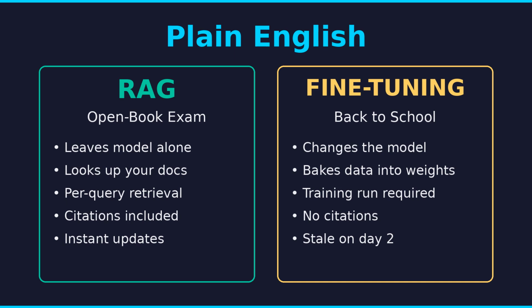Let's go. Strip the buzzwords. Both RAG and fine-tuning solve the same problem. The base LLM doesn't know your stuff. Fine-tuning changes the model itself. You take an open weights model, say Llama or Mistral, and you keep training it on your data until your knowledge gets baked into the weights. Like sending the model back to school.